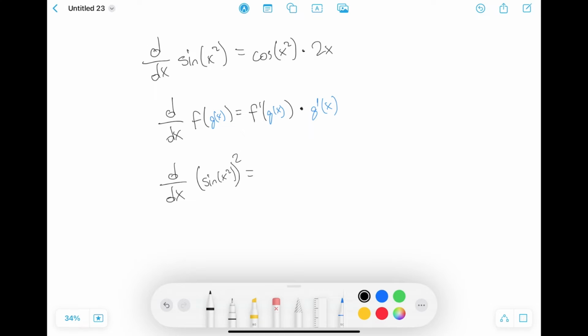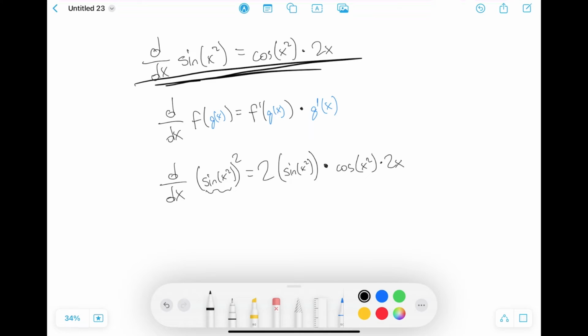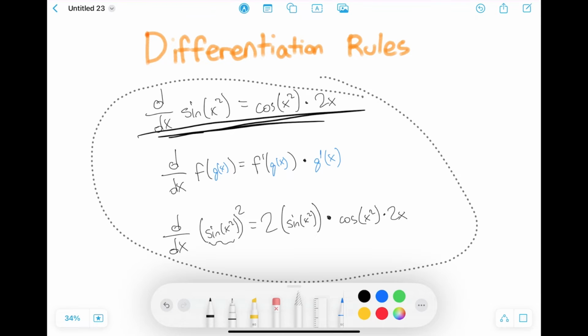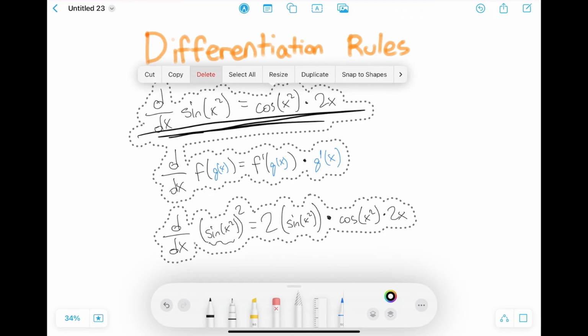So for this, we would take the derivative of our outermost function, which is 2x. So we take 2 times that sine of x squared, and we're going to multiply it by the derivative of sine of x squared. In this case, we already calculated it. So that's just cosine x squared times 2x. But if you weren't given this in the first place, you'd have to do multiple chain rules. Okay, so there's that bit.